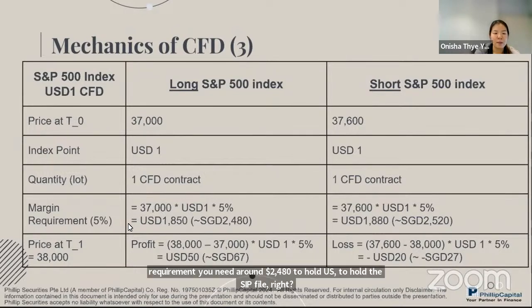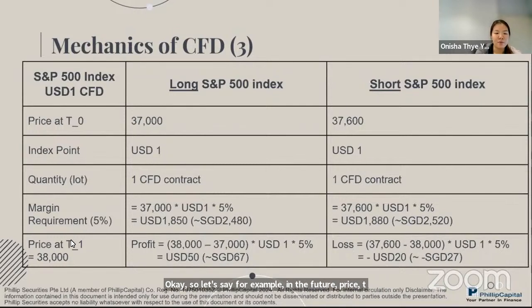Okay, let's say at a future price at T1, the price rose to 38,000. You just use the price difference, times the index point and the margin requirement, and this is how much you have earned. Okay, that is if you are long. Now if you are shorting the S&P 500 index, shorting means you're hoping that the index will go down in price. Let's say the price at the point of time is 37,600, and the calculations are similar to the long one, but let's say at T1 the price is 38,000.